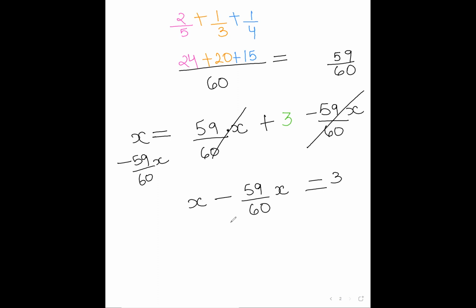Why will we write minus 59 by 60 of x? Is that your question? Because here it is 59 by 60, right? And if we want to get rid of this term, we will do minus 59 by 60. Only then can they get cancelled, isn't it? Yeah. That's why.